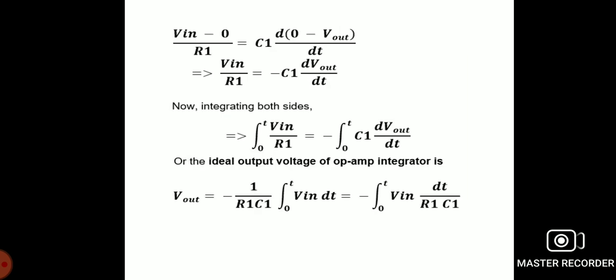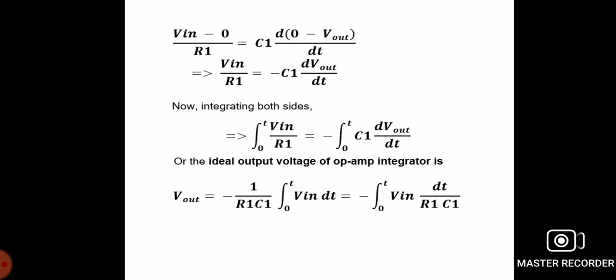That is, (0 minus input voltage) divided by R plus C times d of (0 minus V naught) divided by dt equal to 0. Under these conditions, negative Vi divided by R is equal to C times dV naught divided by dt.